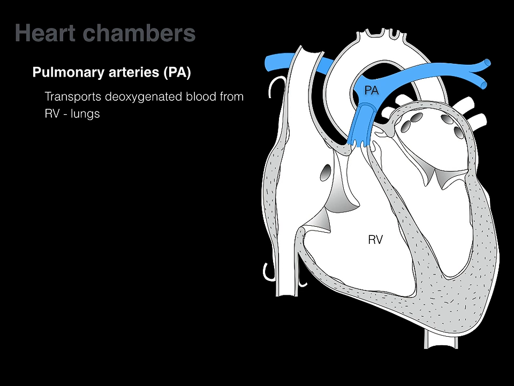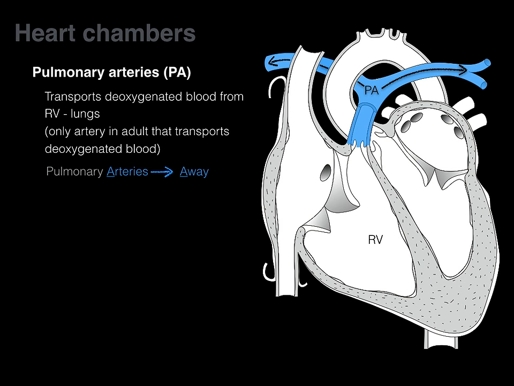Pulmonary arteries transport deoxygenated blood from the right ventricle to the lungs, like that. This is something you want to put a little caveat, a little star, a little happy face, a little Canadian flag, because pulmonary arteries are the only arteries in an adult that transport deoxygenated blood. The only one. Fetus is different. We'll talk about that another time.